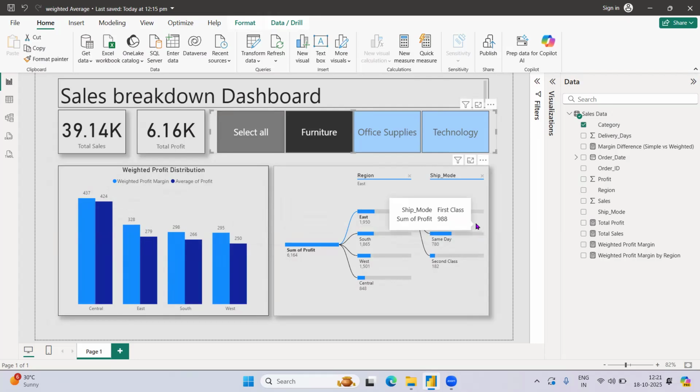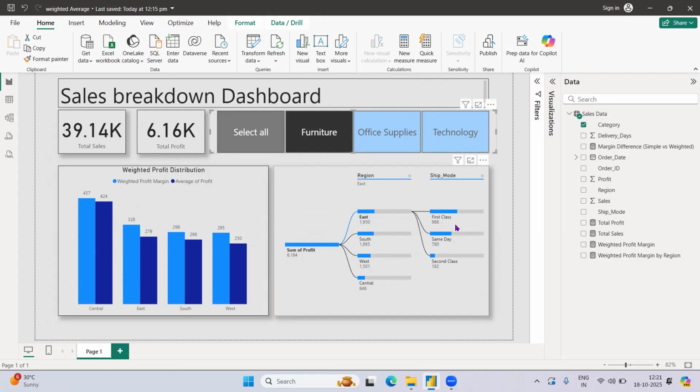So as a business decision, what will my insight be? For the East region, there is a slight difference between the weighted profit margin and the average. But if we focus on the First Class shipment mode, deliver more by First Class, and do more promotions on First Class, then it will have more impact on the sales. This is the kind of insight that you can draw by using the weighted profit. You can use the weighted sales also. We can use the weighted days per order.